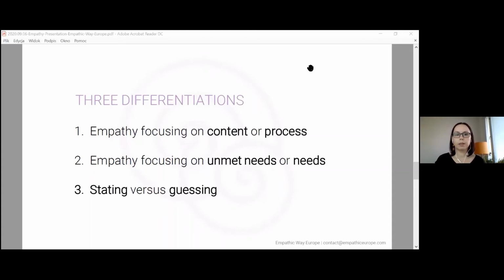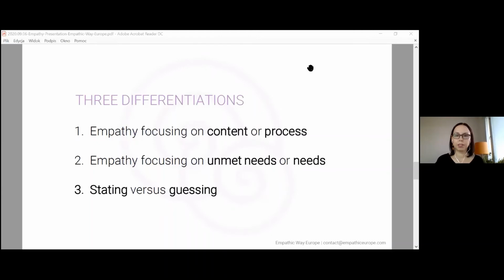The second differentiation is when you focus on unmet needs or on needs. When you focus on unmet needs, it's more like, oh, is your need for closeness not fulfilled? So you focus on the lack. Instead, you can say, okay, so is it that closeness is important to you, that you really want more closeness? I hope you can see the difference. In the first one, we focus on the lack, and here we focus on the energy of the need, like abundance.